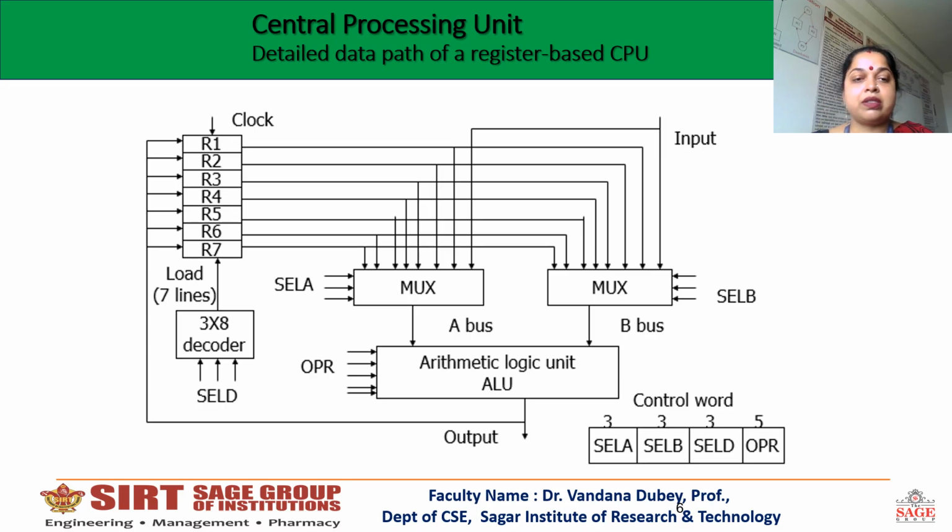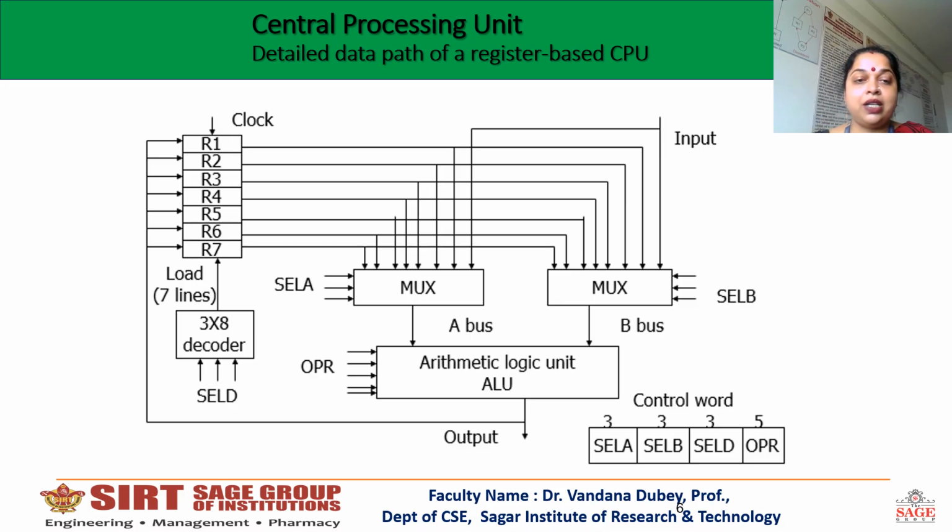A bus and B bus act as highways for data transfer between the registers and the ALU. The bus A and bus B carry the selected values from the registers to the ALU for computation. The ALU is responsible for performing arithmetic operations, for example addition, subtraction, multiplication, etc., and logical operations, for example AND, OR, XOR, etc. The operation performed is determined by the OPR, that is operation code, control signals.